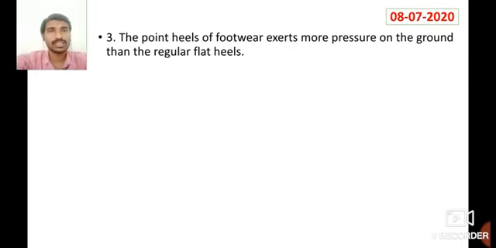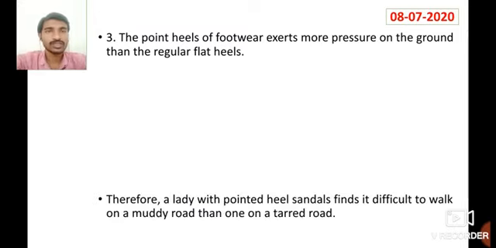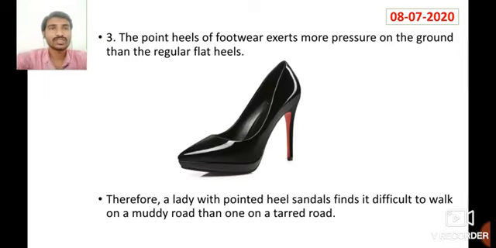Let us go to the next example. The pointed heels of footwear exert more pressure on the ground than regular flat heels. So here you have seen footwear: there are flat heels and pointed heels. Therefore, a lady with pointed heel sandals finds it difficult to walk on a muddy road than on a tarred road. So this is the image of a heel. It is a pointed heel.